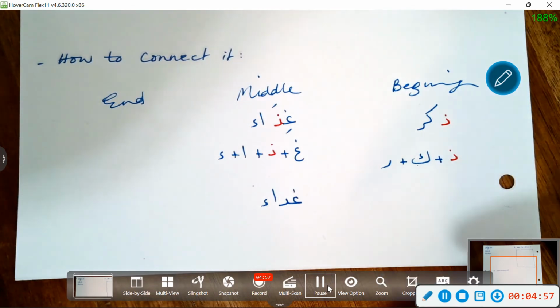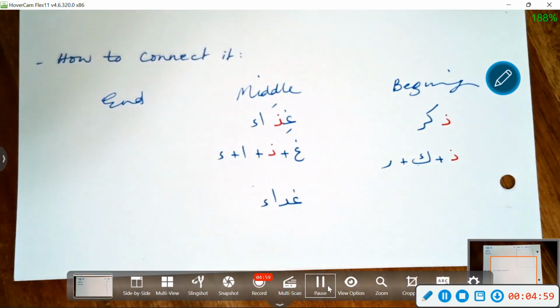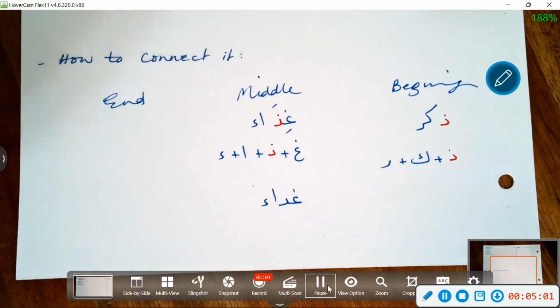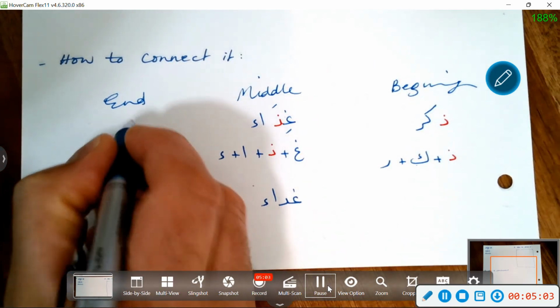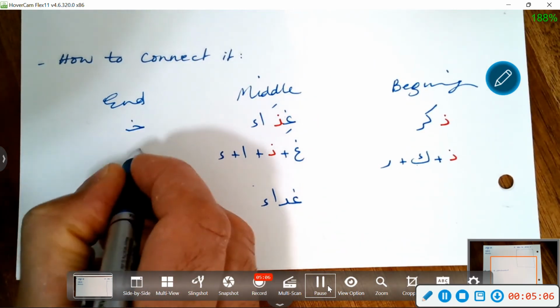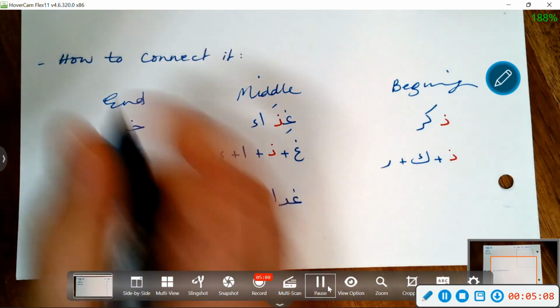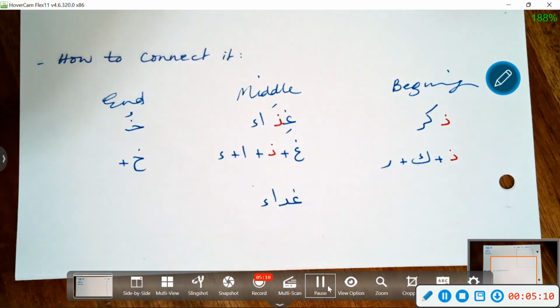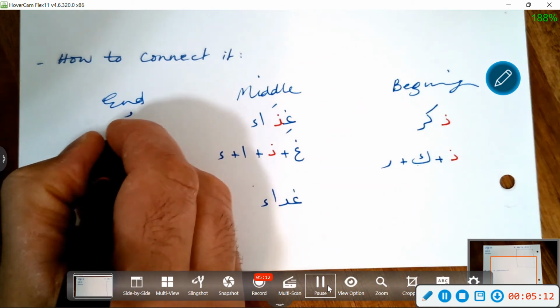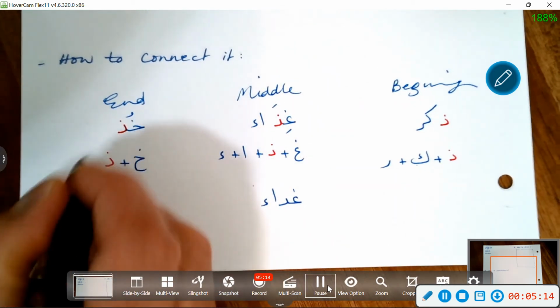At the end of the word, we have خاء plus ضمة, خذ. خذ means take. Take.